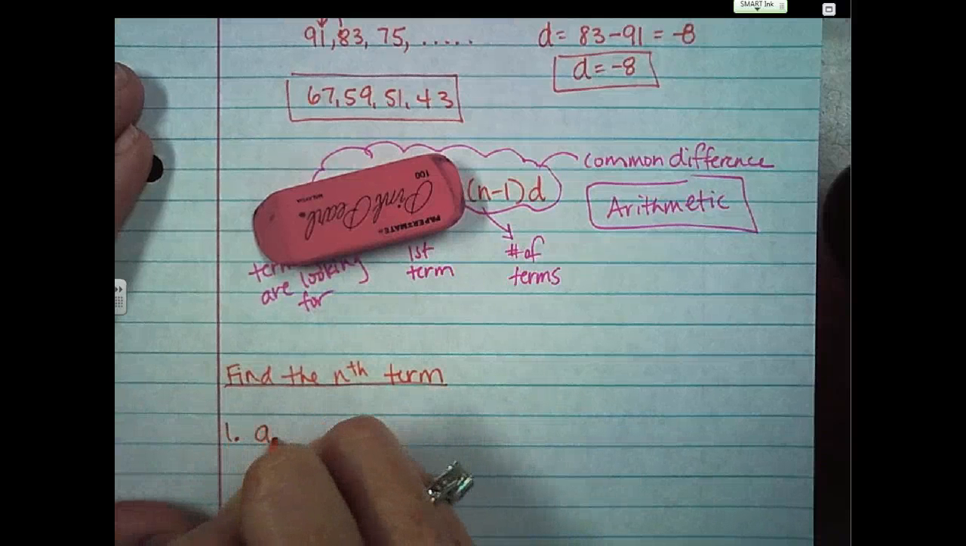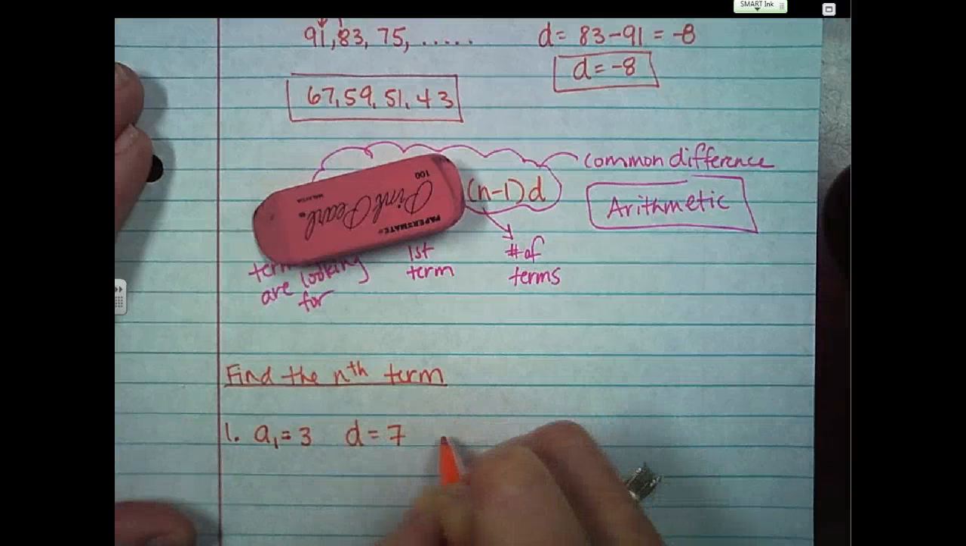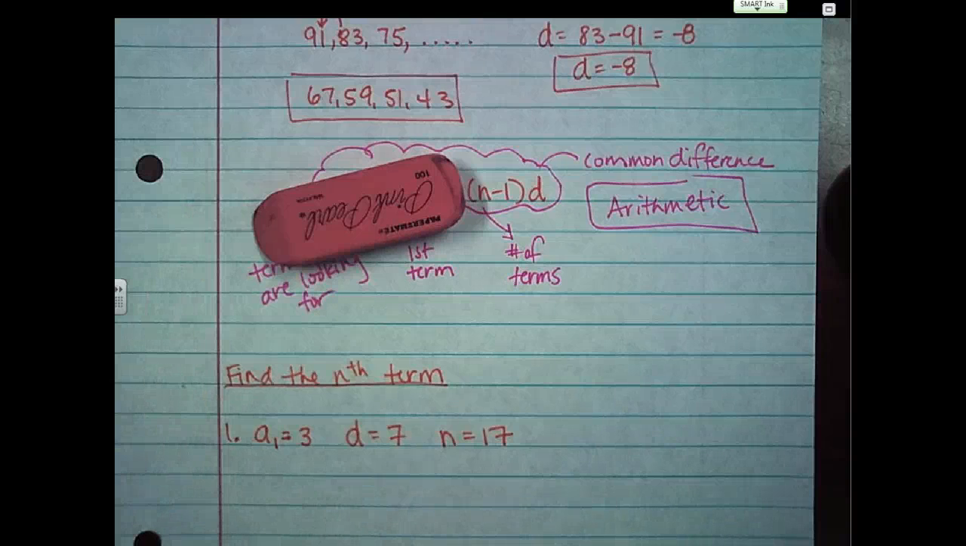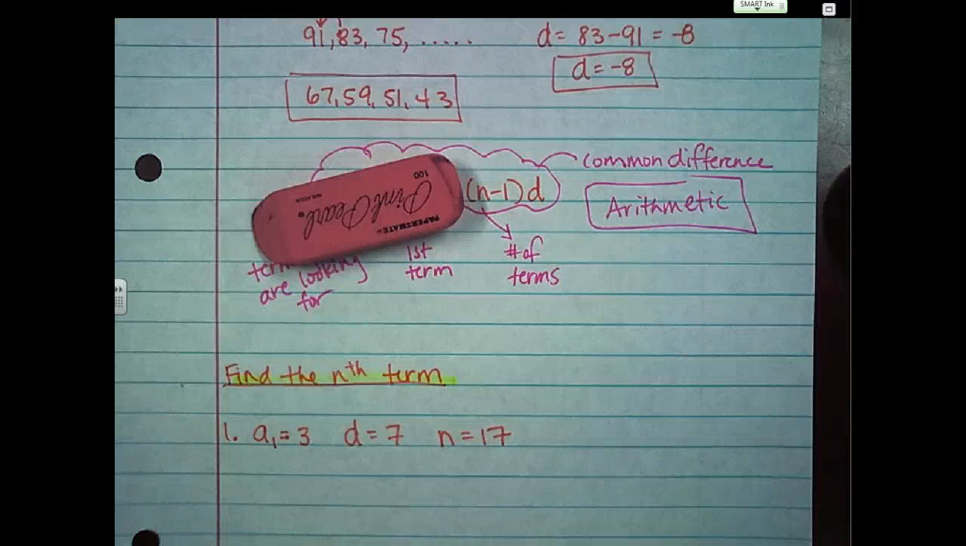You're going to say a sub 1 is 3, our common difference is 7, and n is 17. So which term number do you think I want for you guys? What term? How far out do I need to go? 17, right? I want the 17th term. I'm starting at 3. What am I counting by? 7s. Okay?